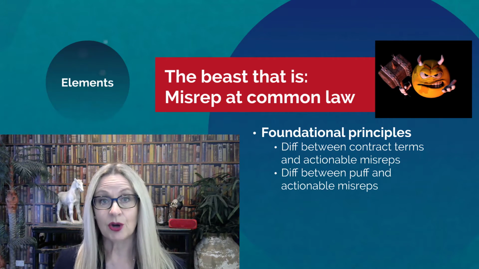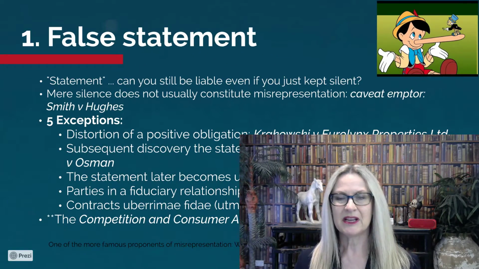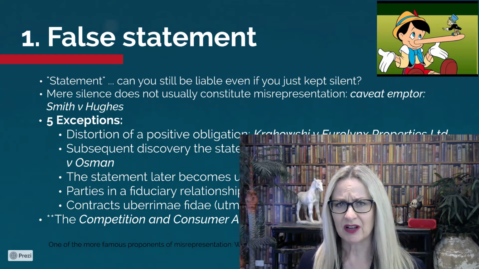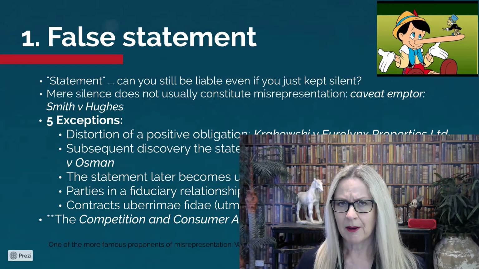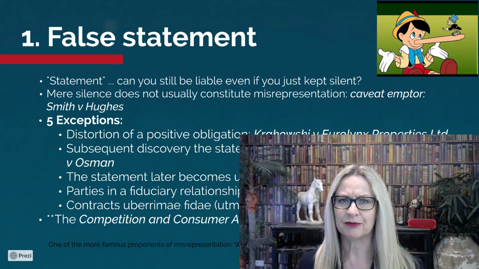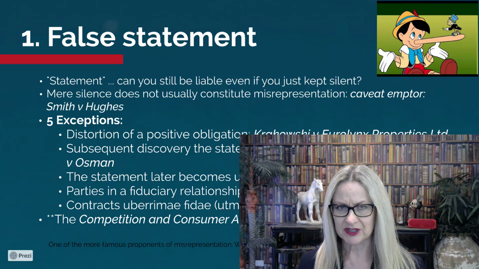Now, let's go into the elements. Okay, the first element is that there has to be a false statement. So that immediately throws up the question, can you still be liable even if you just kept silent? Generally speaking, at common law, the cases tend to indicate that there's still got to be enough room for the doctrine of caveat emptor. So mere silence of itself normally won't constitute actionable misrepresentation.